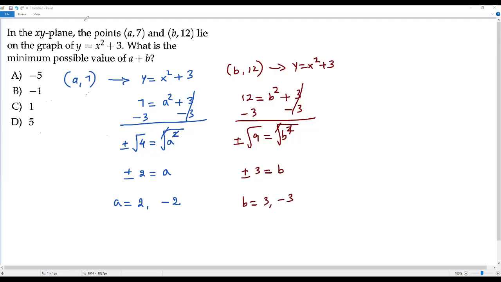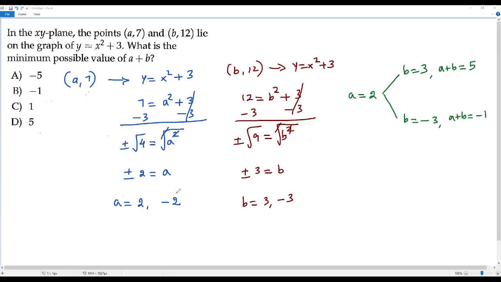Now we have to get the possible values of a plus b. For that, what I'm going to do is consider a equals 2. That's the first value of a. When I take a equals 2, I have two options for b. One is b equals 3 and the other one is b equals negative 3. In that case, what is the value of a plus b? To get a plus b, we have to add this 2 and 3. 2 plus 3 is just 5. When I take a equals 2 and b equals negative 3, then the value of a plus b is 2 minus 3, which is negative 1.